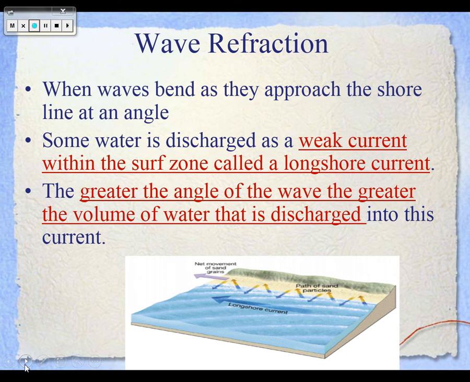Wave refraction. When waves bend as they approach the shoreline at an angle, that's called wave refraction. Now, when you get the waves bending, and you can see from this picture, they're not hitting the shoreline straight on, they're actually moving at an angle. You end up getting a longshore current. It's a really weak current along the surf zone.